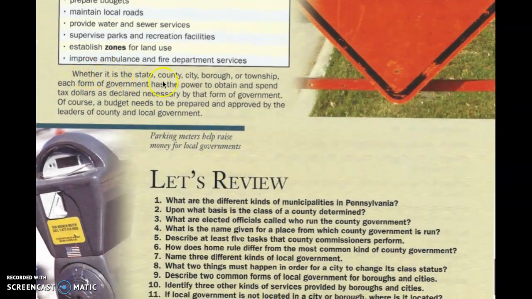Whether it is the state, county, city, borough, or township, each form of government has the power to obtain and spend tax dollars as declared necessary by that form of government. Of course, a budget needs to be prepared and approved by the leaders of a county and local government.